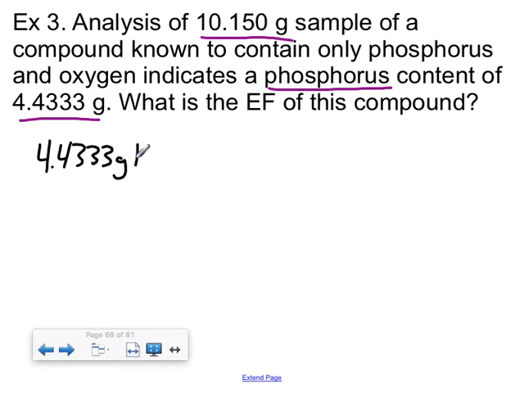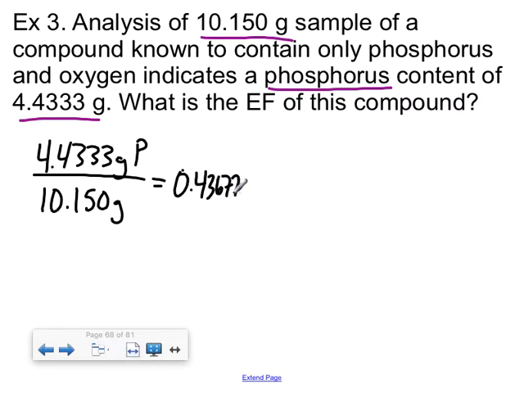All right, so I have 4.4333 grams of phosphorus, right? And if I take this number divided by the total amount of the sample, 10.150 grams, I'm going to get a percentage of phosphorus. So 4.4333 divided by 10.150, I get 0.436778. Okay, that's good enough. This is not a percentage yet, okay? So let's multiply it by 100 to turn it into a percentage.